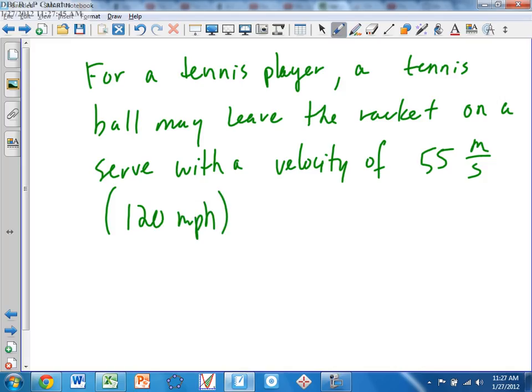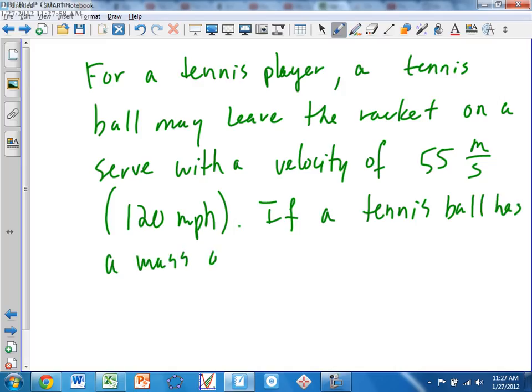We're going to use meters per second, but that's the speed that we're used to. If a tennis ball has a mass of 0.06 kgs, which is about 60 grams, okay, that makes sense. Whenever you think about a gram, think about a sugar cube, that's about the weight of a gram. So we're talking about 60 of them. You could also think about paper clips as grams. So we're talking about 60 grams here, or 0.06 kilograms.